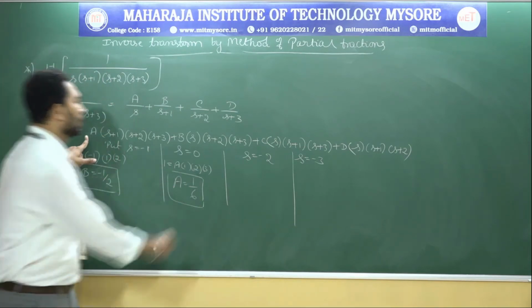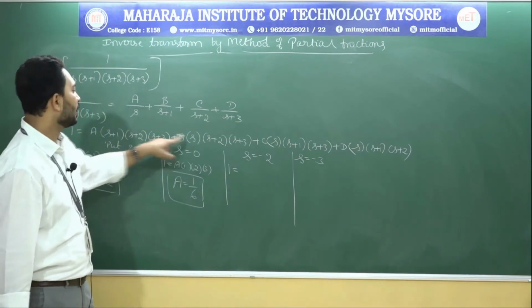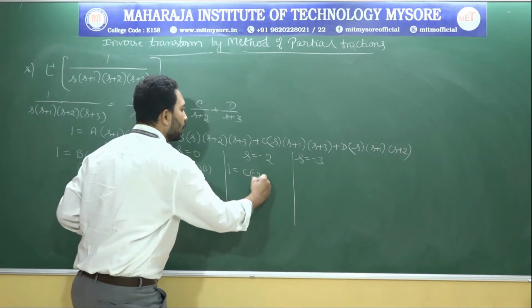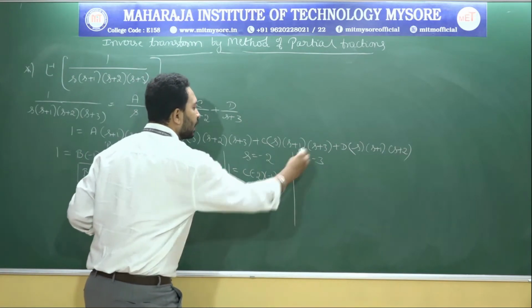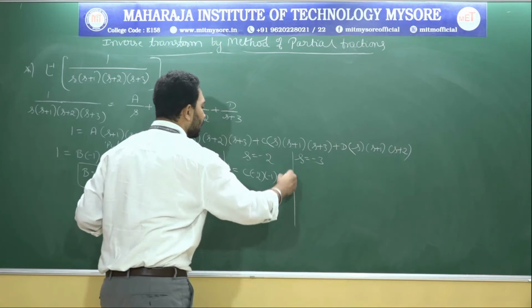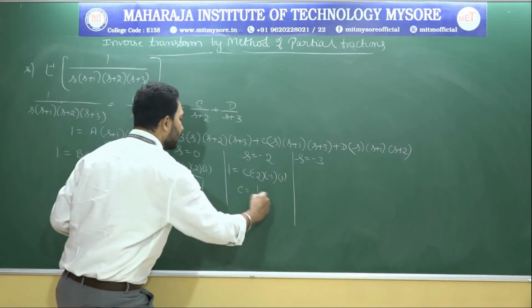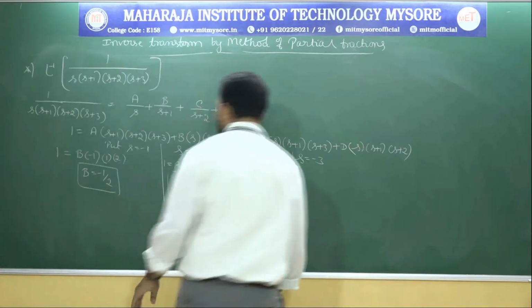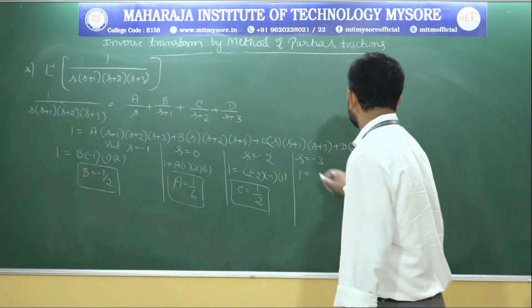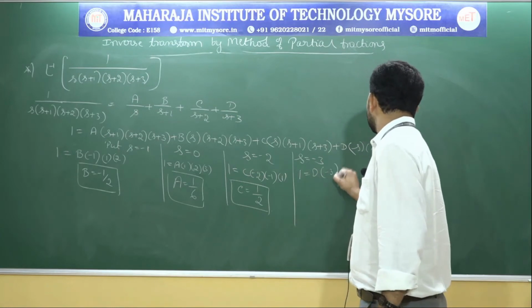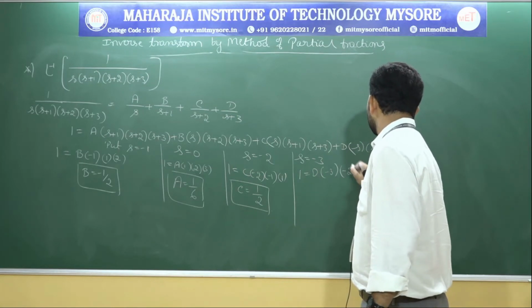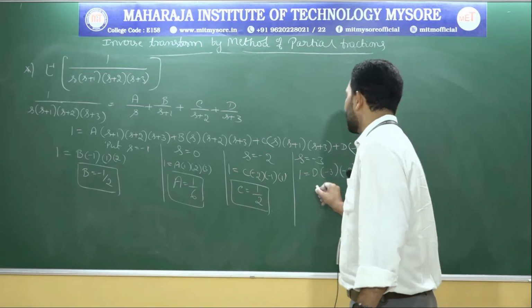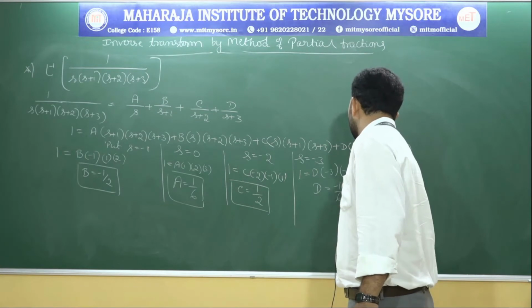Put s equals minus 2. 1 equals, a, b, d will get 0. So c into minus 2 plus 1, minus 1, minus 2 plus 3, it is plus 1. So c equals plus 1 by 2. And if I put s equals minus 3, we'll get the d value. So d into minus 3 plus 1, minus 2, and minus 3 plus 2, it is minus 1. So d equals minus 1 by 6.